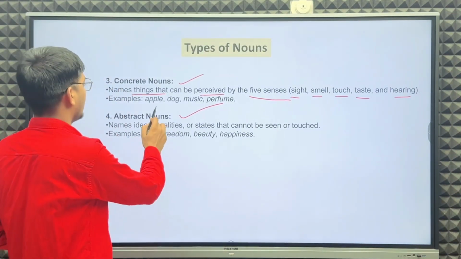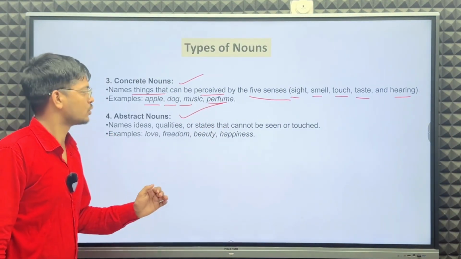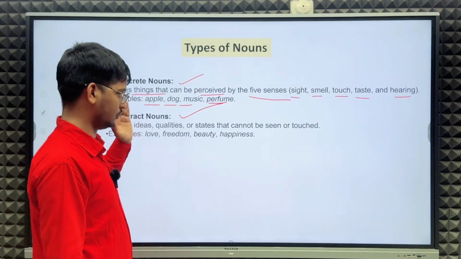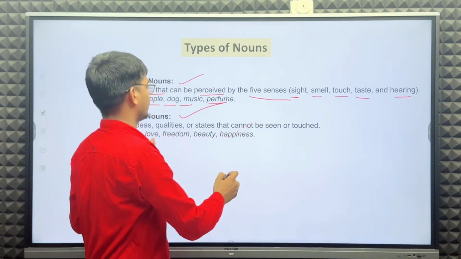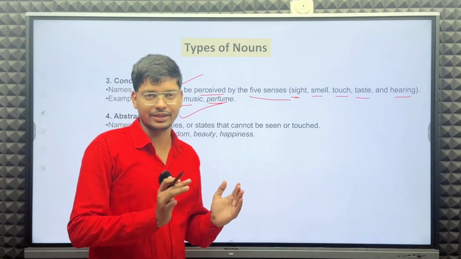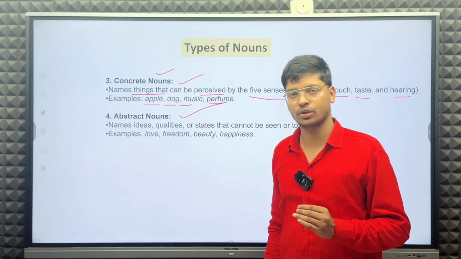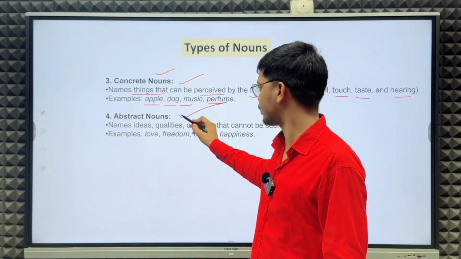For example, apple, dog, music, perfume. We can say they are all concrete nouns. The fourth is abstract noun.